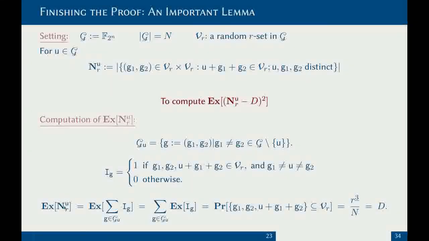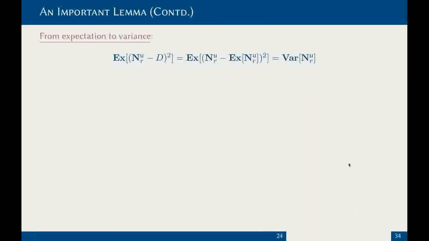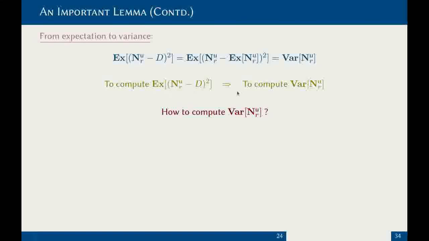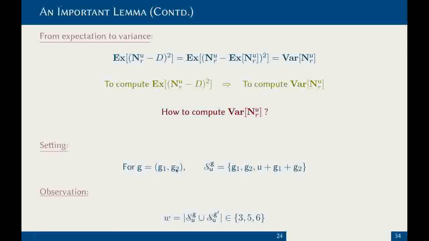Then this random variable can be expressed as the sum of these indicator random variables, and then we can exploit the linearity of expectation to compute this expectation in a straightforward manner. This expectation turns out to be exactly equal to d. Then the other expectation actually turns out to be the variance of this random variable. So computing this expectation is to compute this variance. Now the question is, how do we compute this variance?